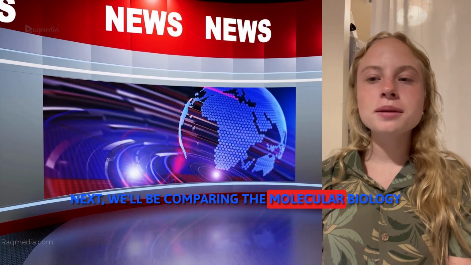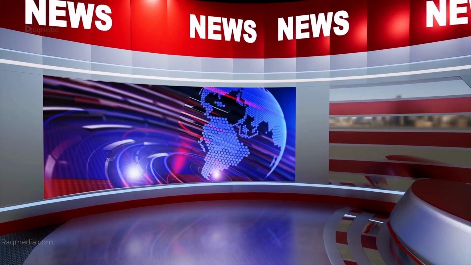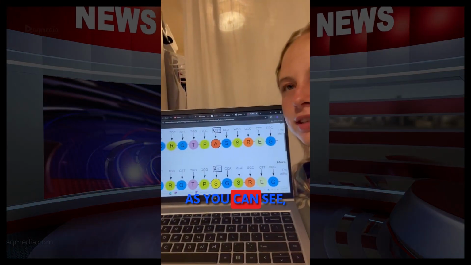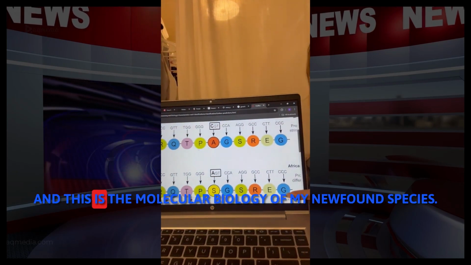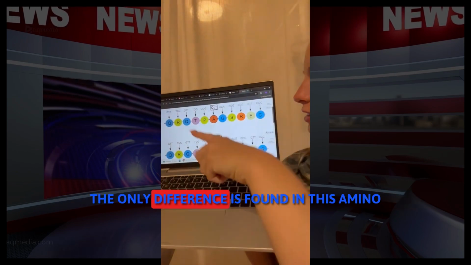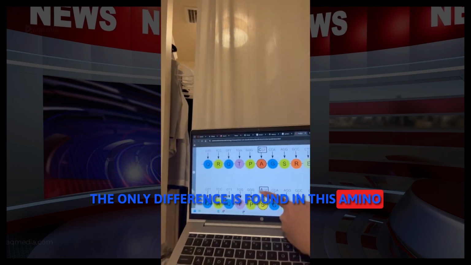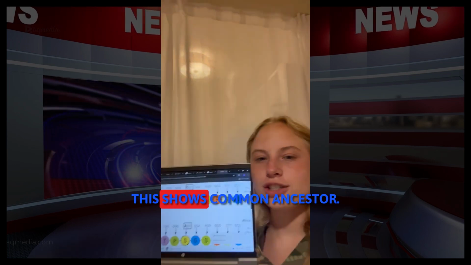Next, I will be comparing the molecular biology of my new species and the predicted ancestor. As you can see, this is the molecular biology of the bunny, and this is the molecular biology of my newfound species. The only difference is found in this amino, where instead of a C, it is an A. This shows common ancestry.